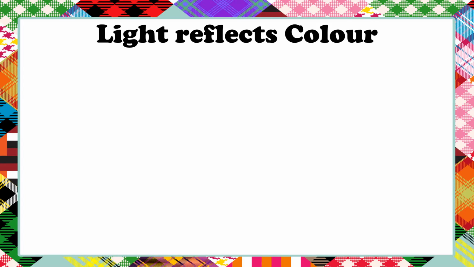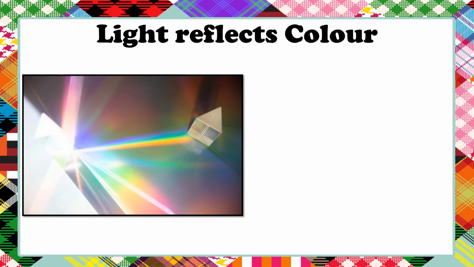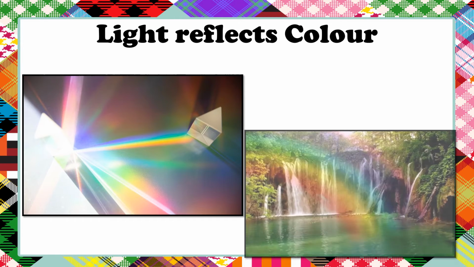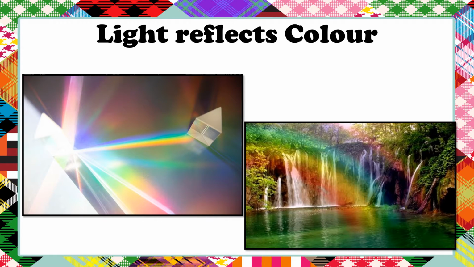We're going to look at how light reflects color from these pictures. First one, you can observe when the light hits the object, you can see the different colors. When you look at the rainbow as well, you can see a variety of color there.